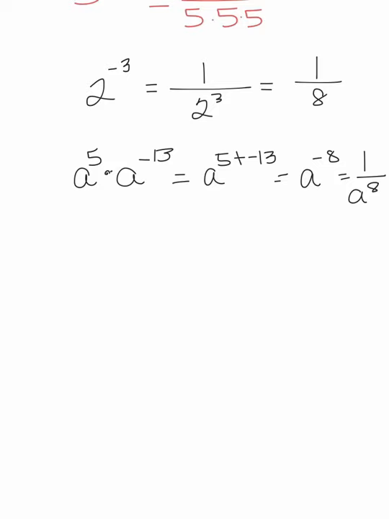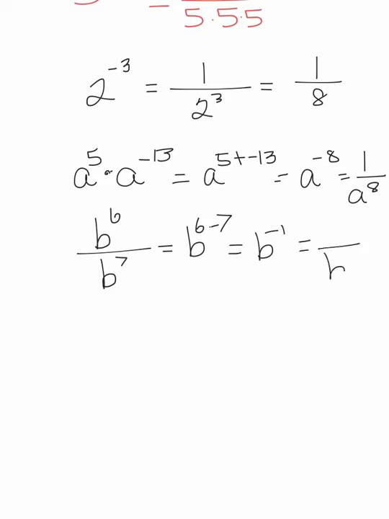All right, let's try another one. How about b to the 6th over b to the 7th. On this one, our bases are dividing, so our exponents need to subtract. You always subtract the top minus the bottom. So 6 minus 7, that's negative 1. When you have a negative, it flips to the bottom, becomes positive. You don't actually need the 1 on the bottom, but you can write it. It's not wrong.